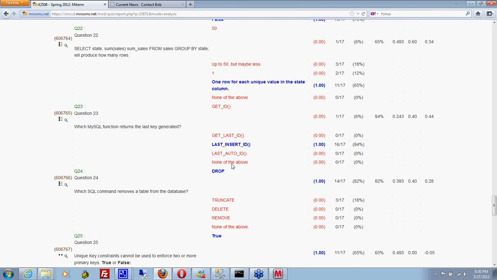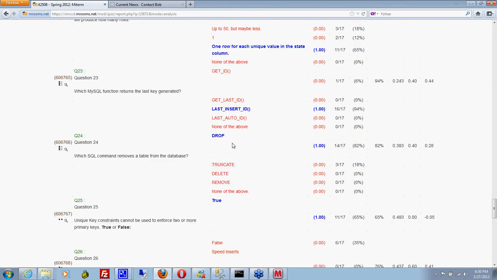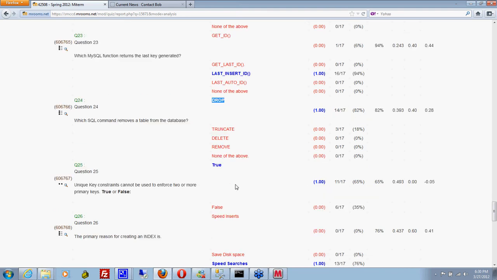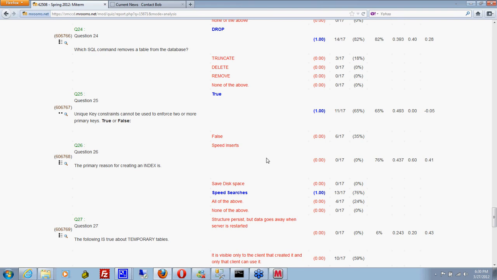Nearly all of you got 23 right. Last insert ID, that's the correct answer. And again, over 80% of you got 24 correct. It's drop. That removes a table from the database. A good percentage of you got this one true. It is true. You can use a unique key to enforce two or more primary keys. Let's see. Next one, the primary reason for creating an index. Speed searches, and again, 76% of you got that one right. It is to speed searches. It actually uses more disk space, and it usually slows down inserts, so those aren't correct at all.